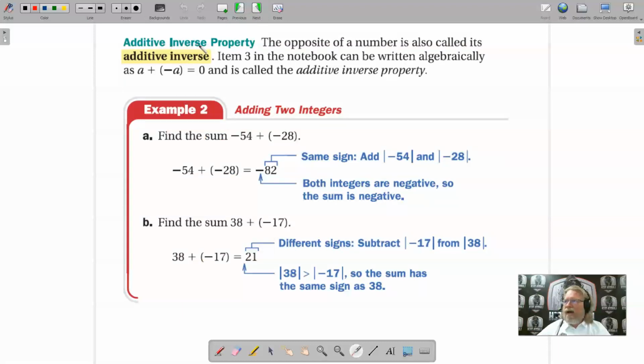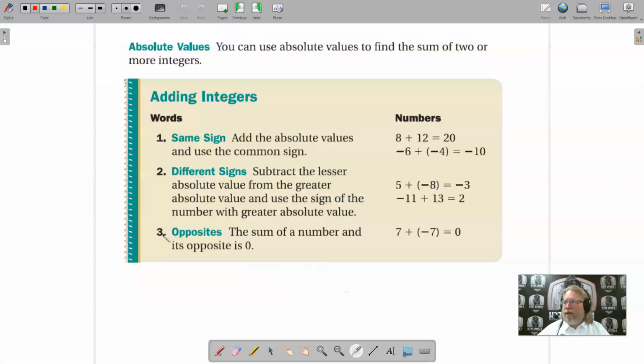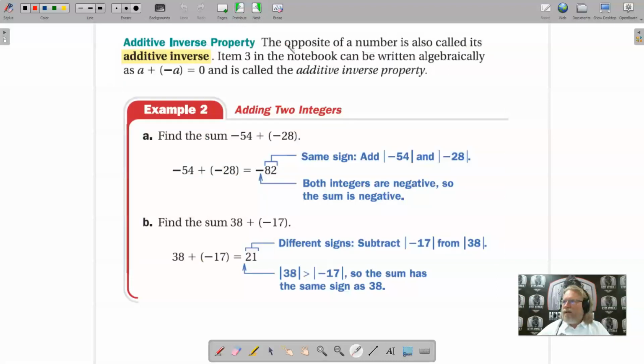Now we're going to talk about the additive inverse property, and that has to do with this whole number 3 point here about opposites, okay? So the opposite of a number is also called its additive inverse. Item 3 in the notebook can be written algebraically, so that's if you're keeping a notebook, but the thing we want to look at is right here. Any number a added to its opposite is always going to equal 0. And it is called the additive inverse property.